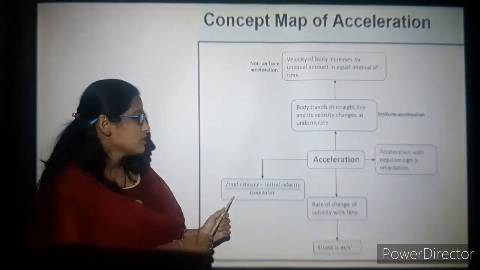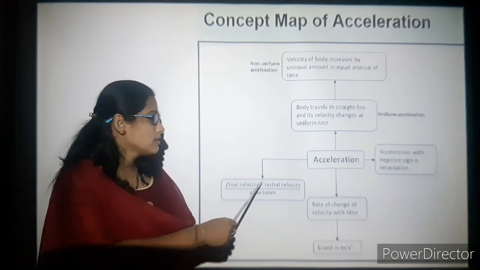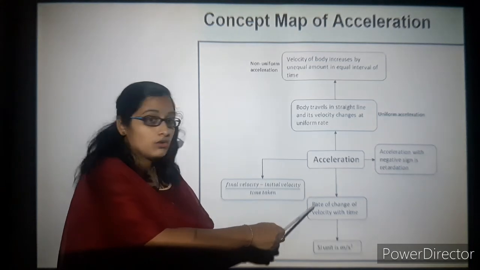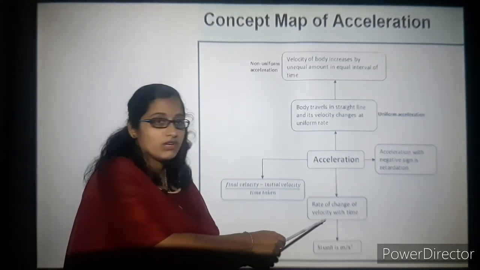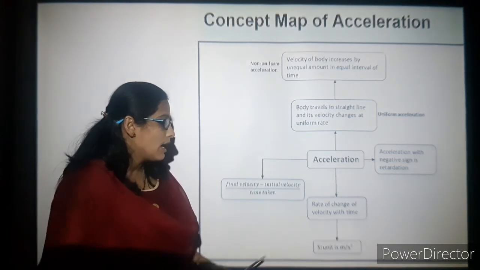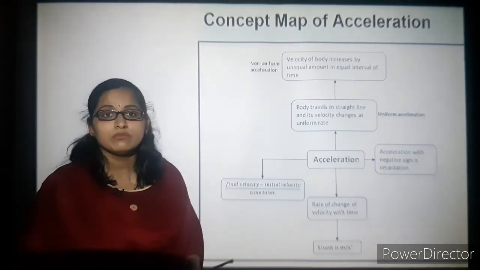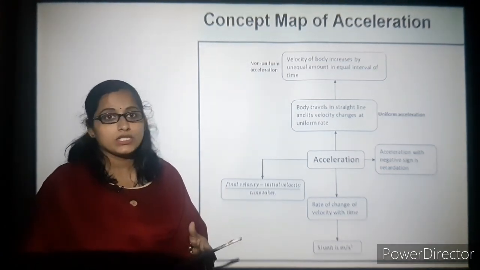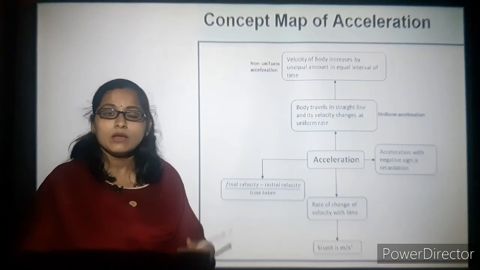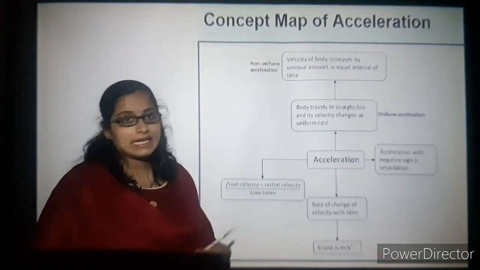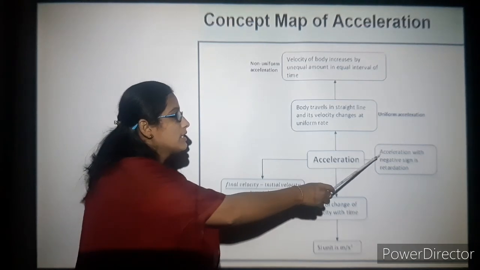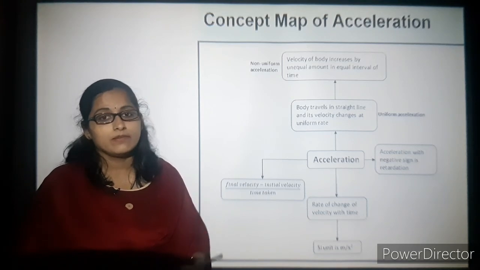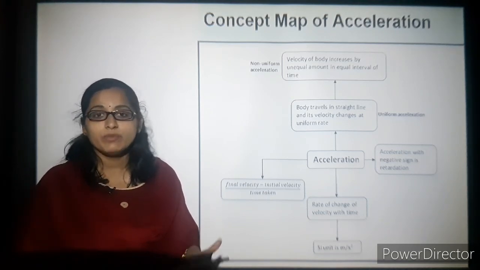So what is acceleration? It is the final velocity minus initial velocity by the time taken. Acceleration is also represented as the rate of change of velocity with respect to time, and it is represented as meter per second squared. You can see that speed and velocity have the SI unit meter per second, but acceleration is meter per second squared. Here you can see that acceleration with a negative sign is known as retardation. So that completes this part of the video.